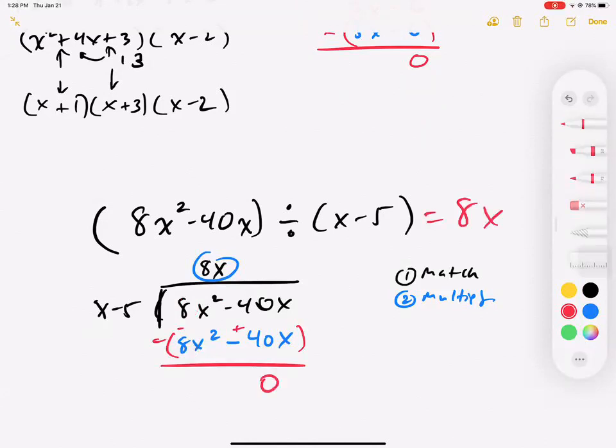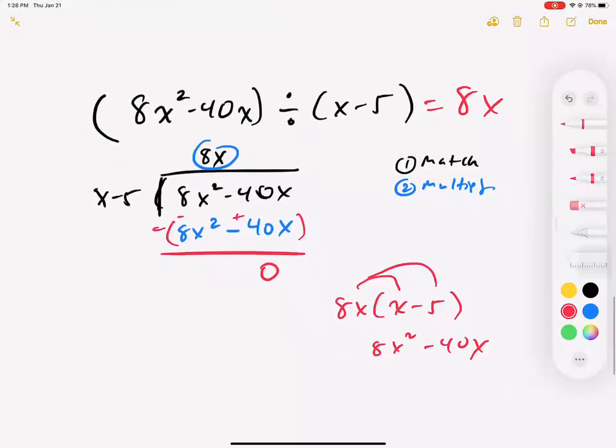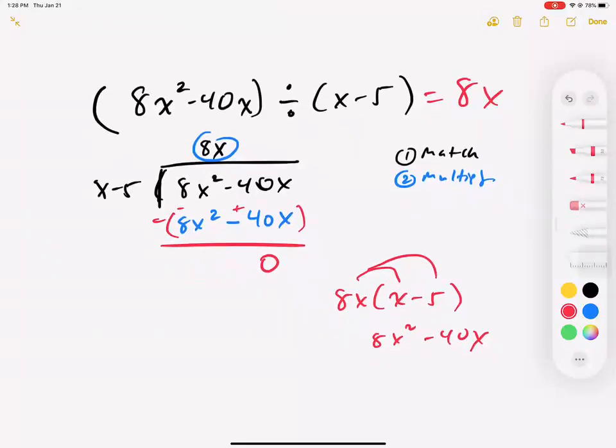It's that simple, really? Well, if you want, you can double check. 8x times x minus 5 gives me 8x squared minus 40x. And that's what our original problem is. Now, could you have done this with factoring? Yes, you could have. If I wrote this problem a little differently, 8x squared minus 40x divided by x minus 5. Okay, I want you guys to visually see this. This is kind of cool.